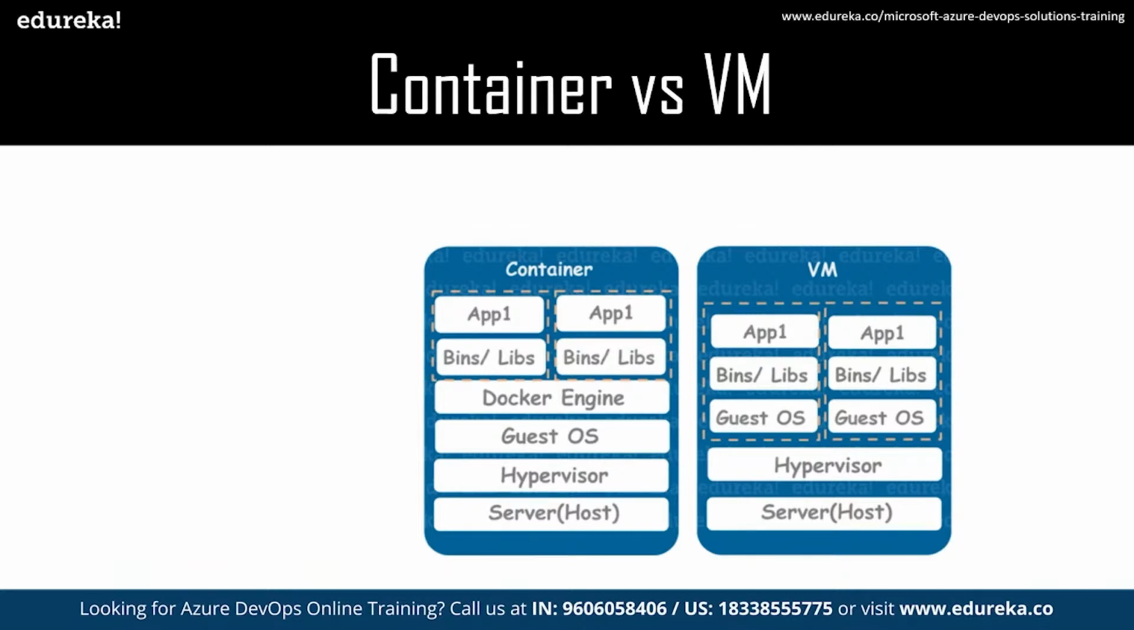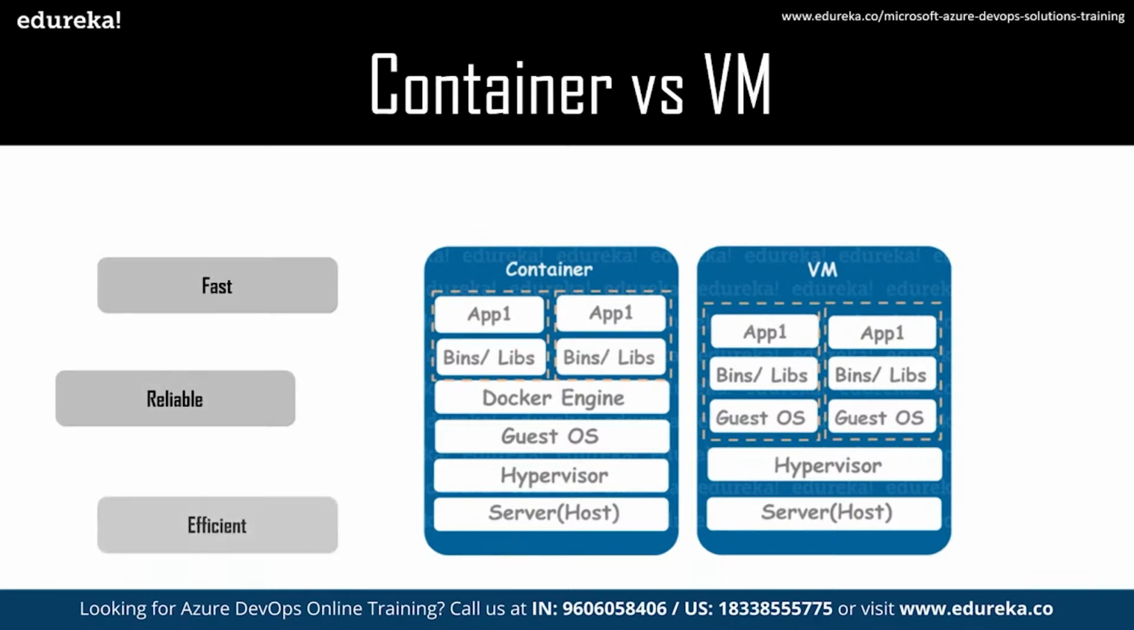But the benefit here is, since your applications, your bins and your library files are independent, you can package them in a container and move them across easily. So you can run it on other Docker engines as well. Since you have this freedom where you're not dependent on your guest OS, or you do not have a guest OS inside your container, you get certain benefits. It makes your containers faster, makes them reliable, and at the same time makes them efficient. So that is what containers are, and that is how they're different from virtual machines.